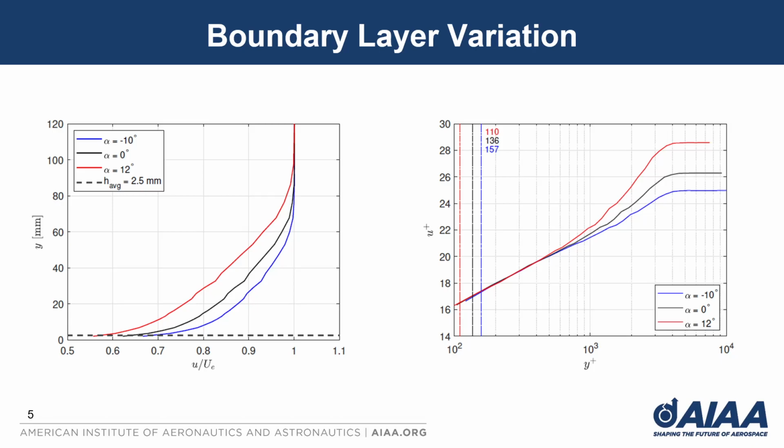The average height of this upper edge of the measurement plane is shown with the boundary layer profile in SI units on the left-hand side and in wall units on the right-hand side of the figure. The -10 degree case within our measurement plane corresponds to the favorable pressure gradient. The 0 degree case shown in black corresponds to the small pressure gradient, and the 12 degree case shown in red is the adverse pressure gradient. The color codes will remain consistent throughout this presentation.